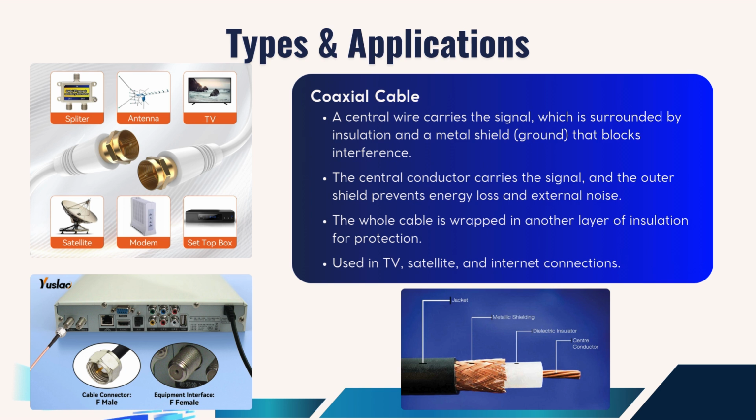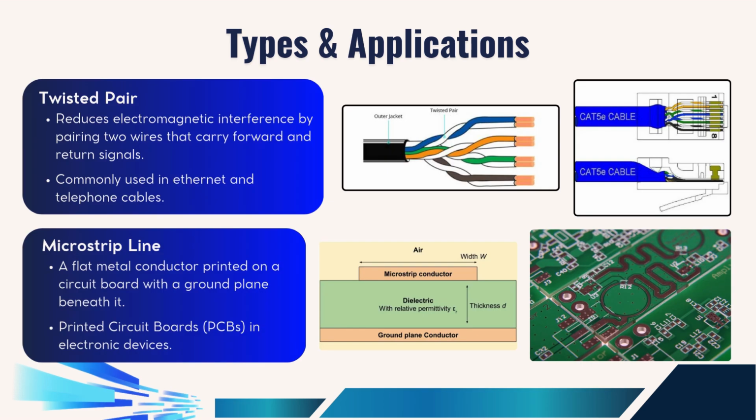So as you can see in the images, we tend to use coaxial cables in a wide variety of applications, such as in splitters, antennas, TVs, satellites, modems, and set-top boxes for our TVs. And in the diagram below, we can see that the wire is made up of four different components, two of which carry current and the other two being insulators.